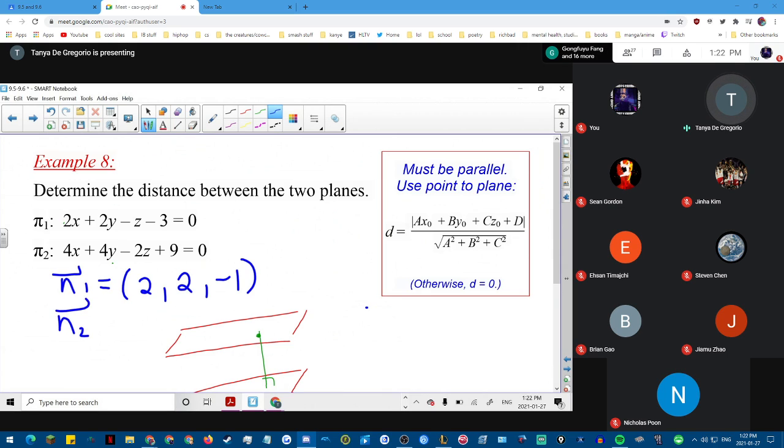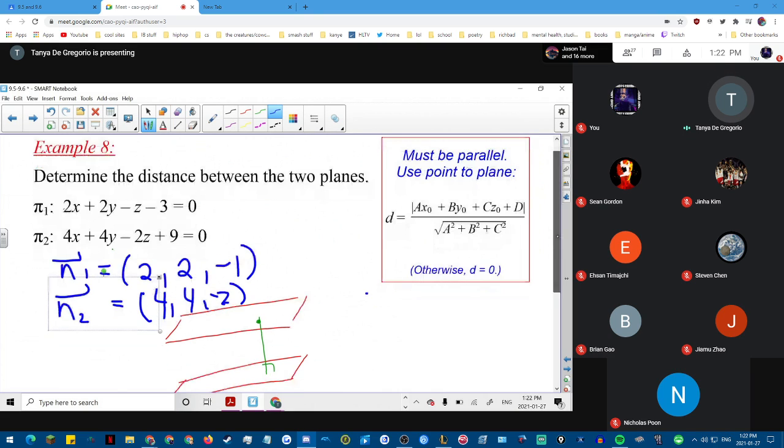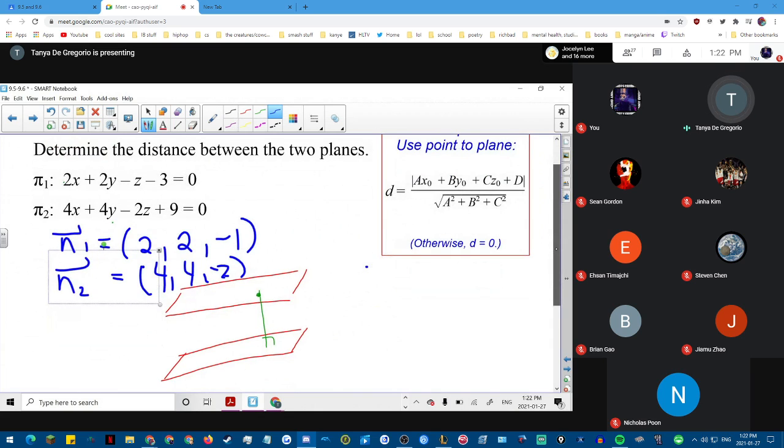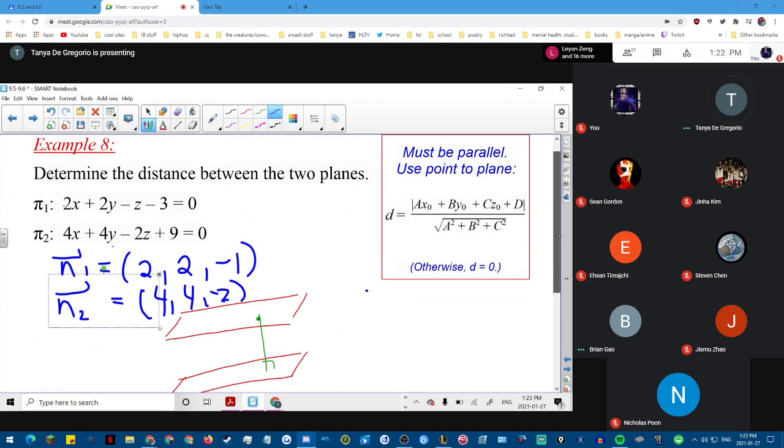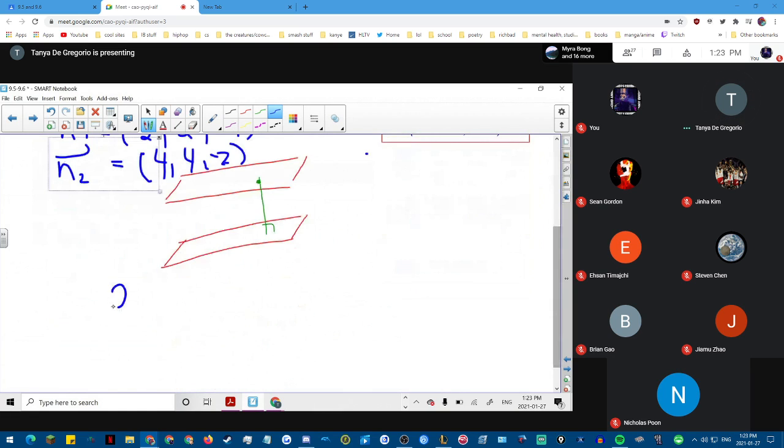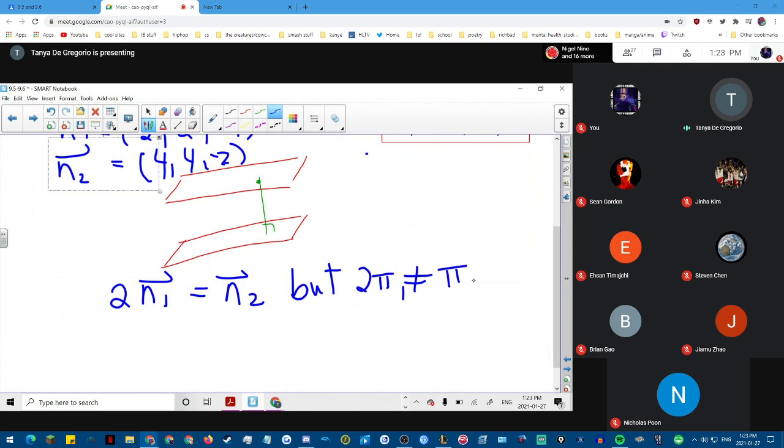potentially are coincident, but they are definitely parallel, right? So we have 2 normals. One is a scalar multiple of the other. How do I check if these are parallel and not coincident? What do we do? Check the D values. That's it. Just check the D values. So 2 times 2 is 4, 2 times 2 is 4, -1 times 2 is -2, but -3 times 2 is not +9. And so we know that these 2 planes are in fact parallel, okay? So 2 times my first normal vector equals my second normal vector, but 2 times pi1 does not equal pi2. Therefore, we have parallel planes.